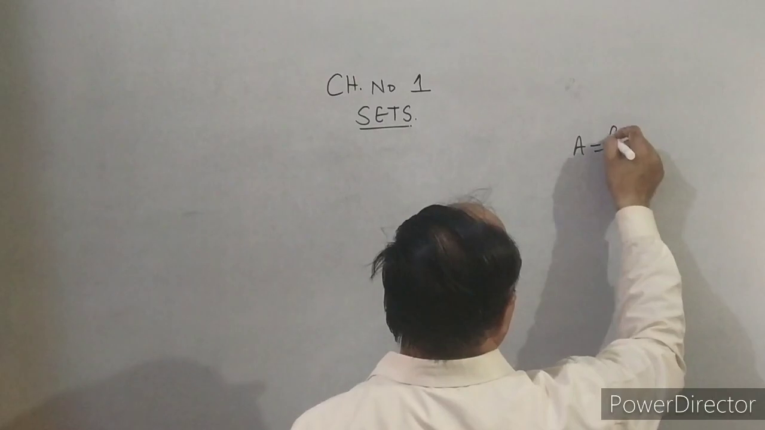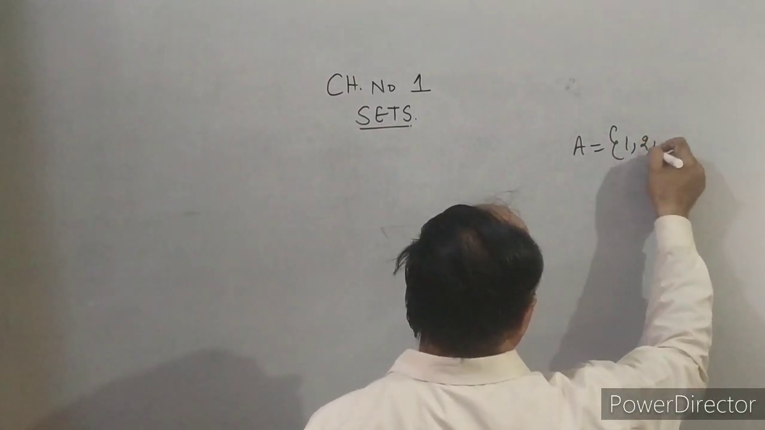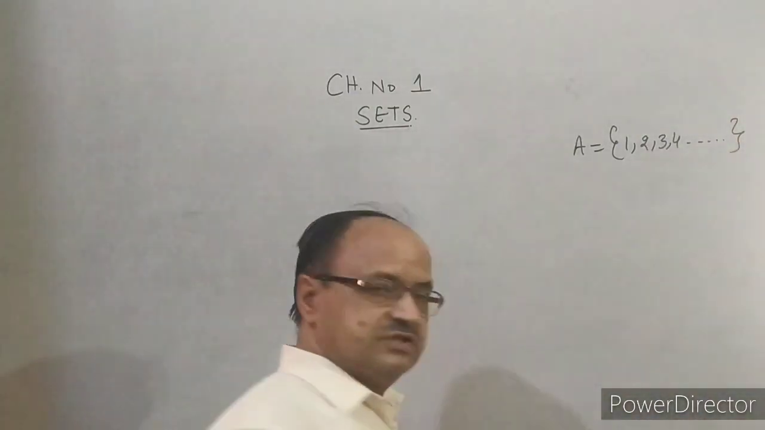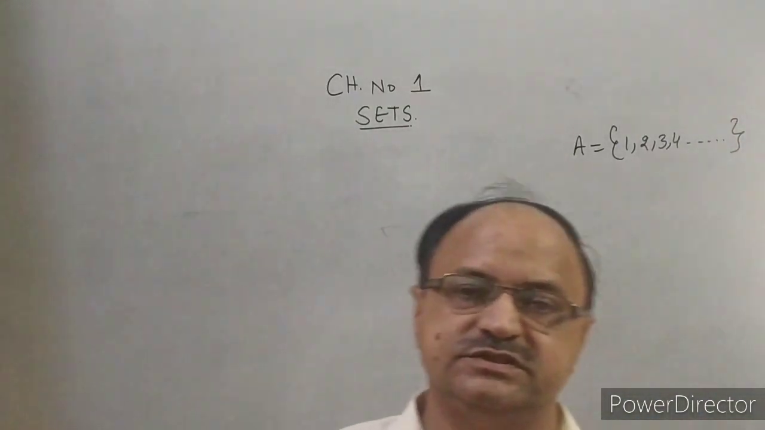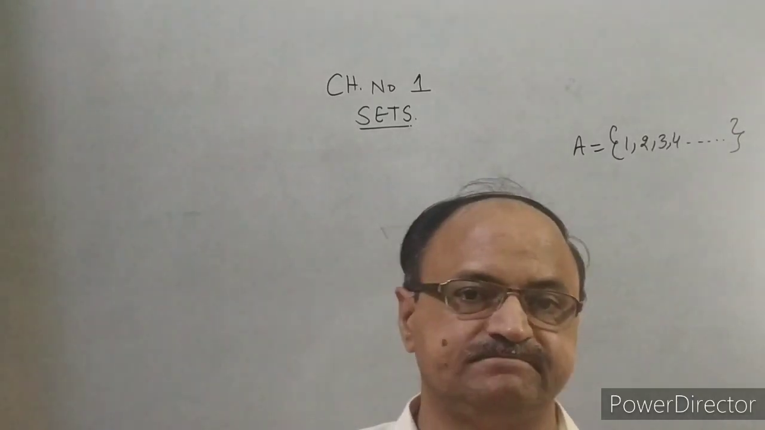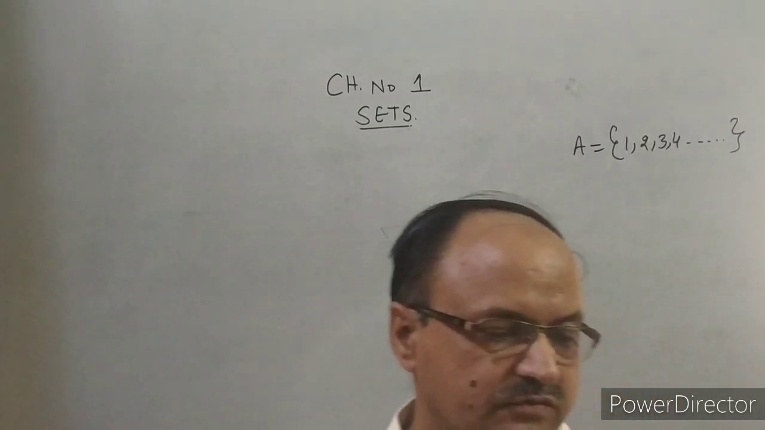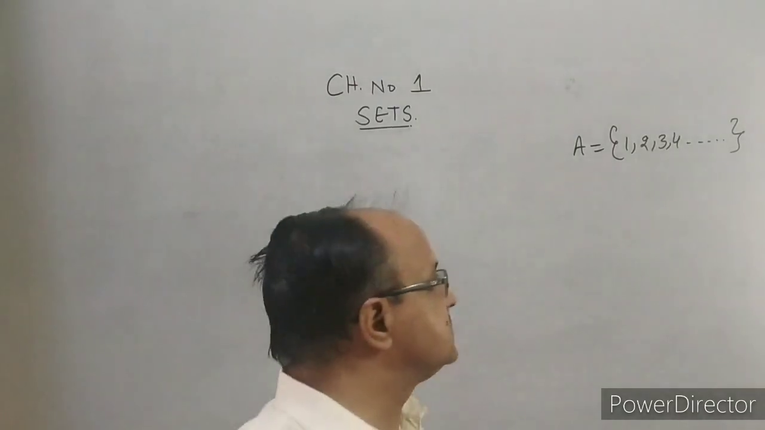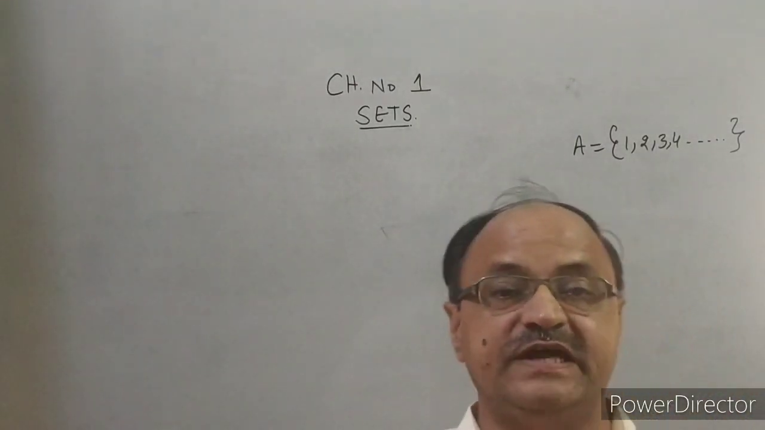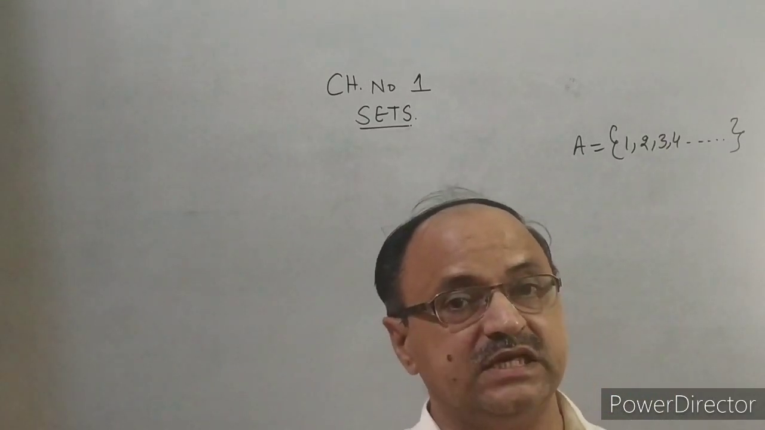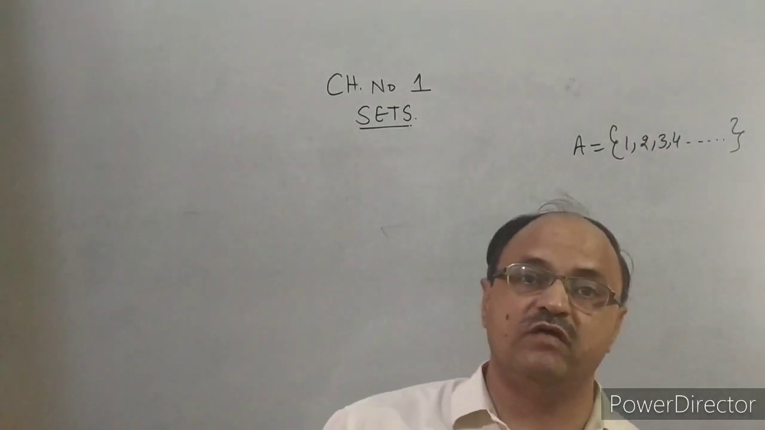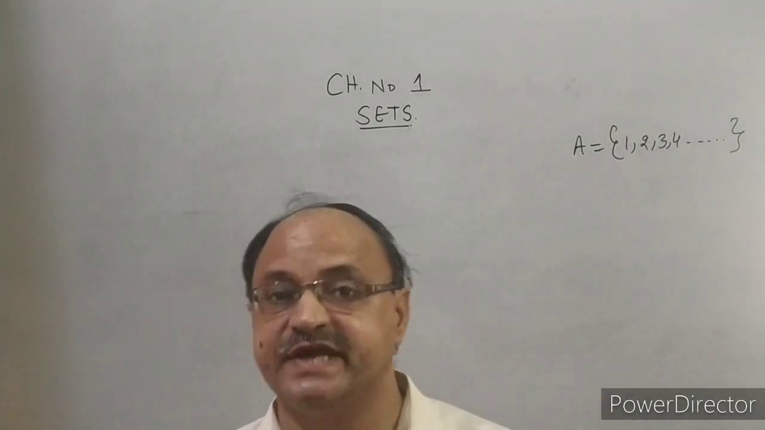set A is equal to {1, 2, 3, 4, ...}. This is the collection of natural numbers. Clear? So from these examples, you know very well, you can define a set. A set is a well-defined collection of objects.